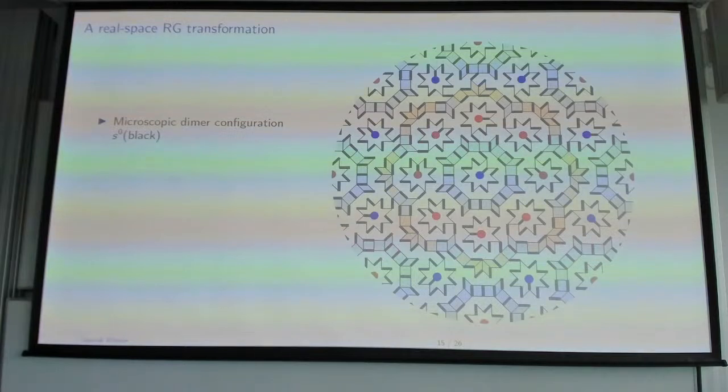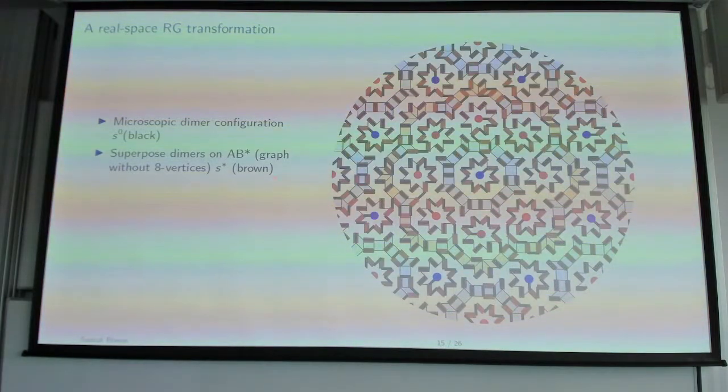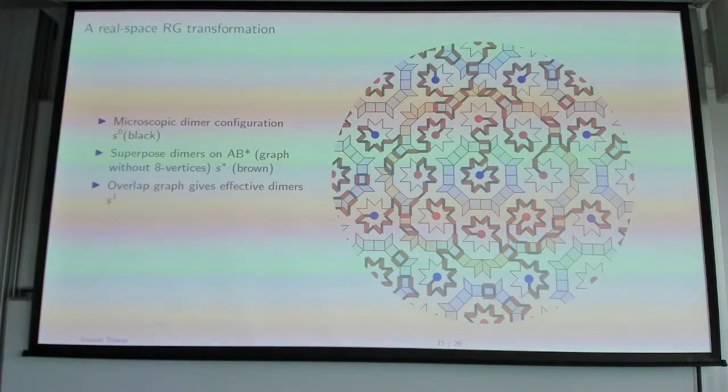Okay, so now let's try to construct the RG transformation. So let's say I have this and I start with a perfect matching on this lattice, right? So the black dimers are the dimers, and this is my macroscopic configuration. What I do now is I superpose another dimer configuration, but this dimer configuration matches everything except the 8 vertices. So I use brown color to do this, right? So I superpose dimers on this auxiliary graph, which just doesn't have the 8 vertices. Now in the superposed configuration of black and brown dimers, I remove all places where the brown and the black overlap, right?